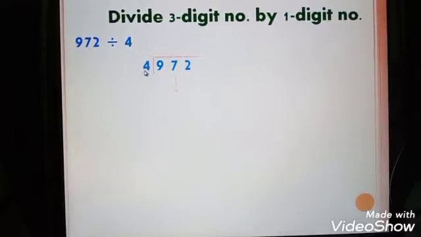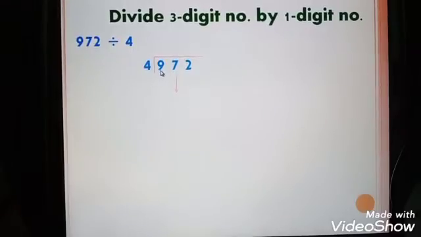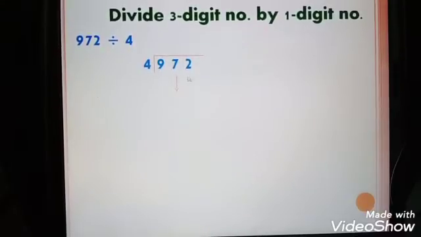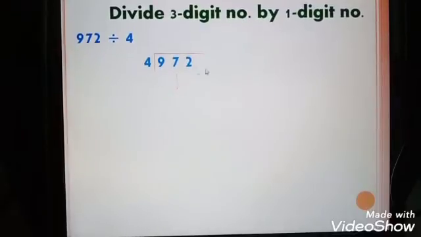Now in the table of 4, 9 will not come. But we will take the number which is just smaller than 9. So 4 1 are 4, 4 2 are 8, 4 3 are 12. 12, you can see, is bigger than 9. So what will we take?